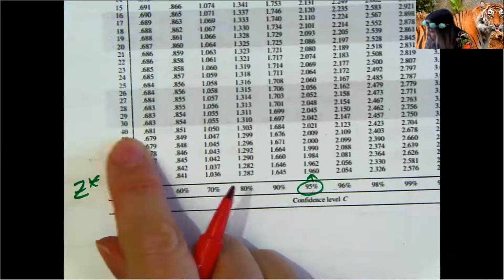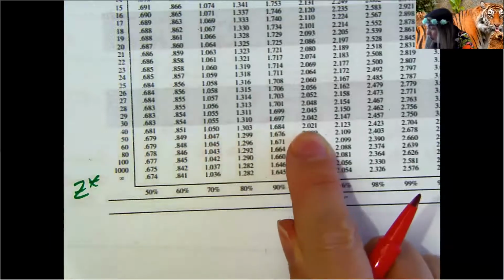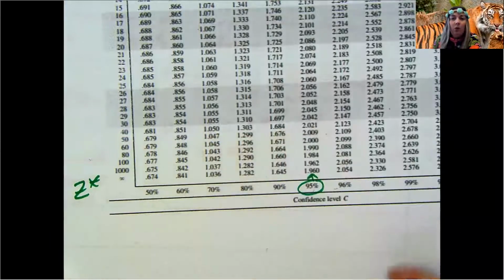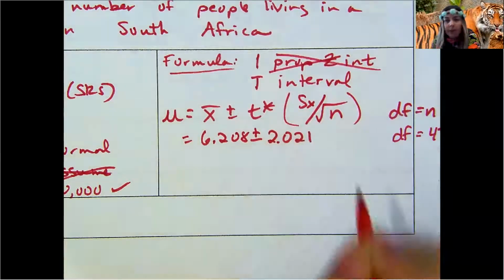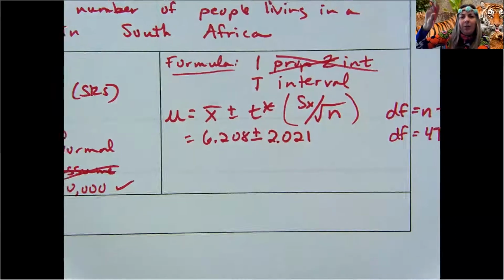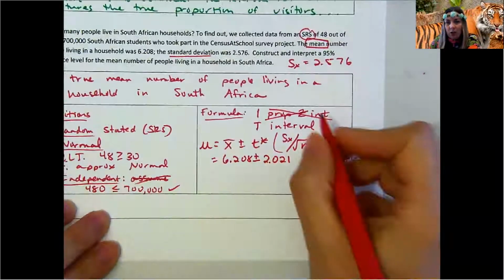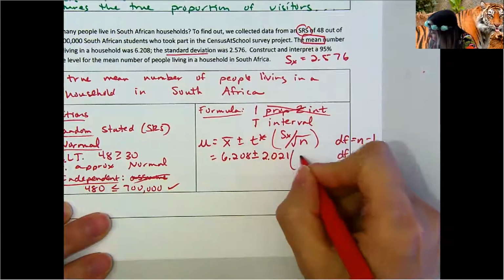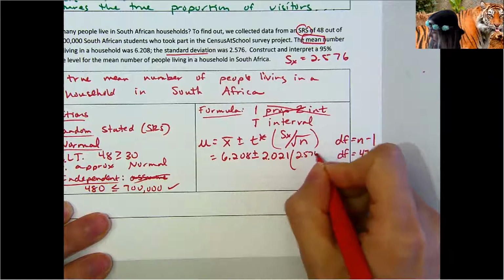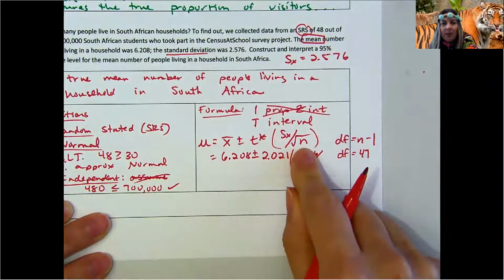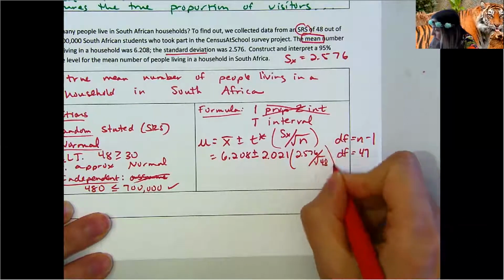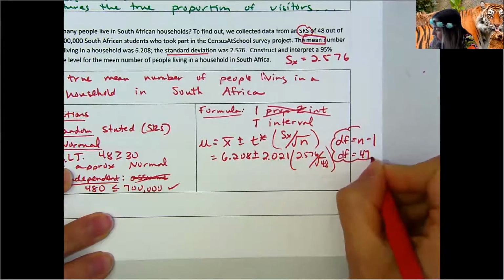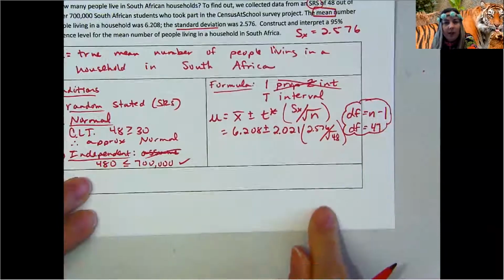And if we're going to be 95% confident, that puts us at 2.021. There you go. Then we need our sample standard deviation, 2.576, and we'll adjust it based on our sample size, which was 48. I'll put a little bubble around that so it doesn't get crossed over.